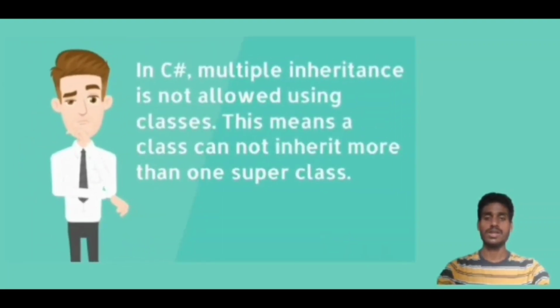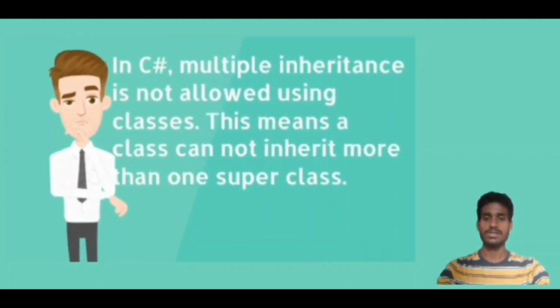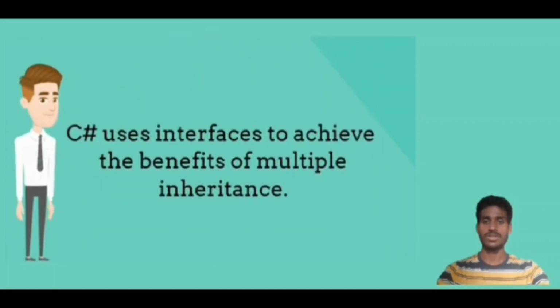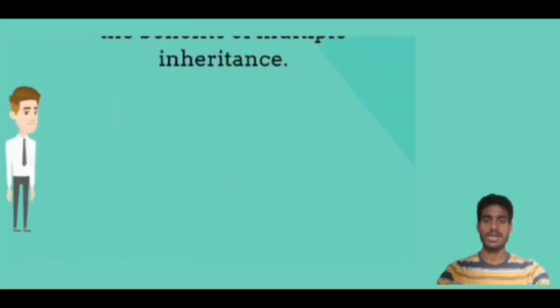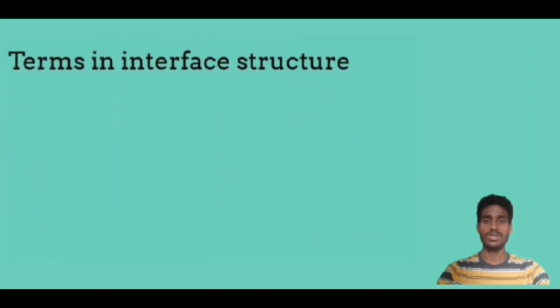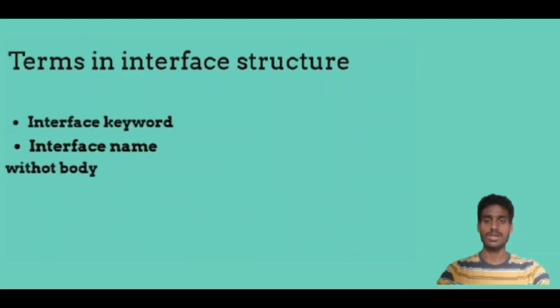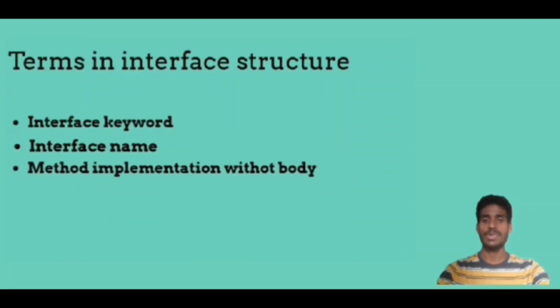Now, in C#, multiple inheritance is not allowed using classes. This means a class cannot inherit more than one superclass. That's why C# uses interfaces to achieve the benefits of multiple inheritance. Now, the important terms in interface structures are the interface keyword, the interface name, and method implementation without body.